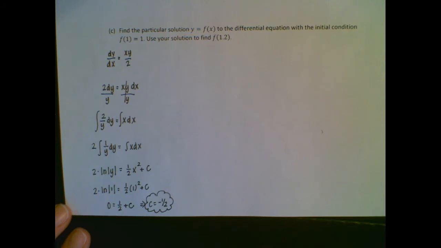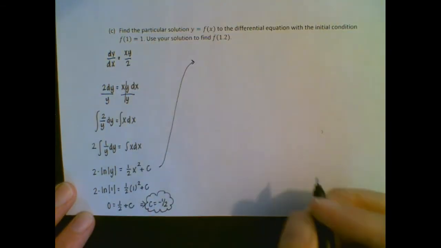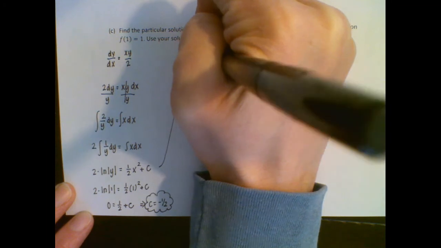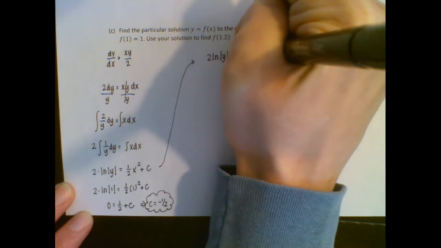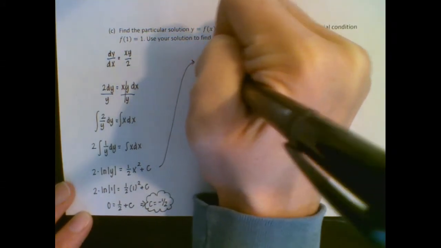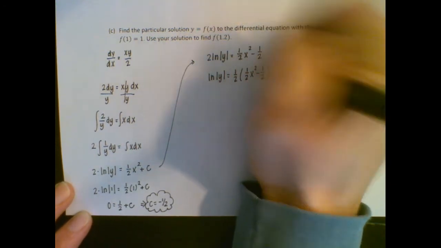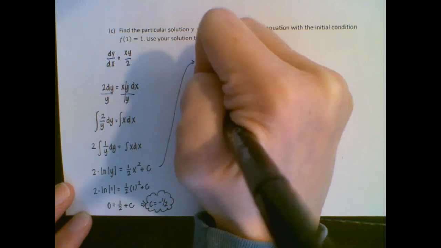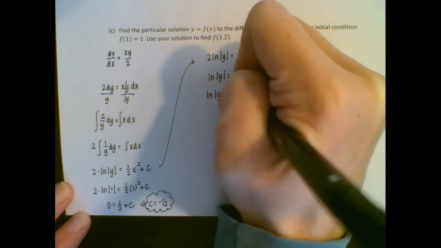So now that I know that c value, I'm going to go ahead and do my work up here. This is going to give me 2 times the natural log of the absolute value of y is going to be equal to 1/2 x squared minus 1/2. And then we can go ahead and clear out this 2, so divide by 2 or multiply by 1/2 on either side. So it's going to be 1/2 times the quantity of 1/2 x squared minus 1/2. That's going to tell me the natural log of the absolute value of y is going to be equal to 1/4 x squared minus 1/4.